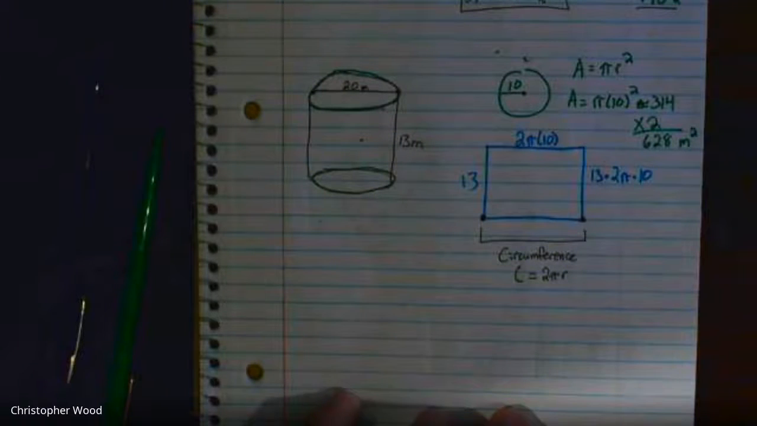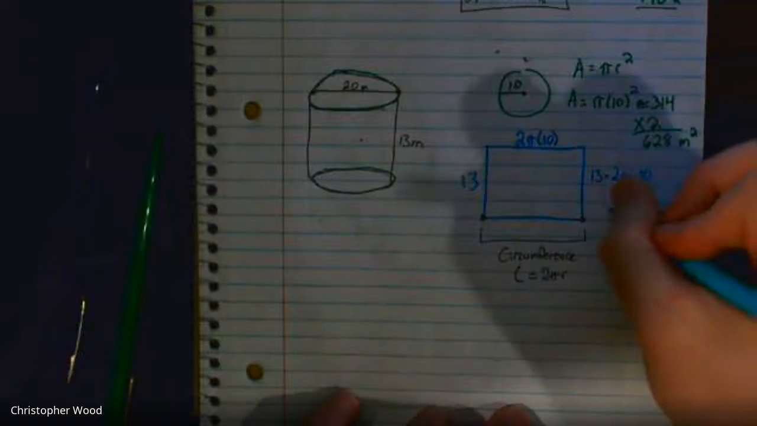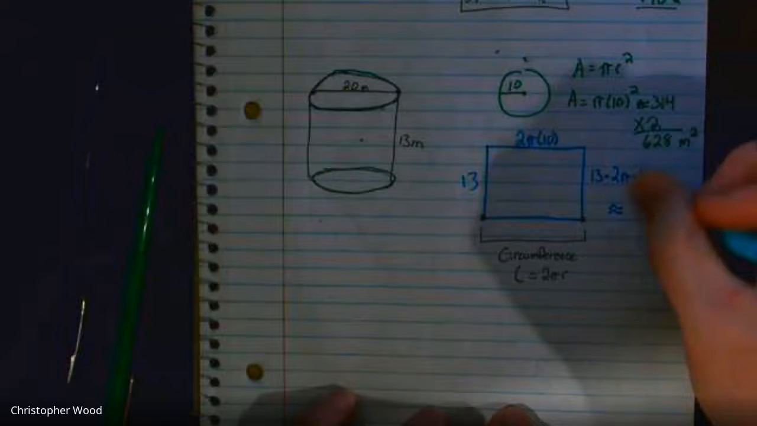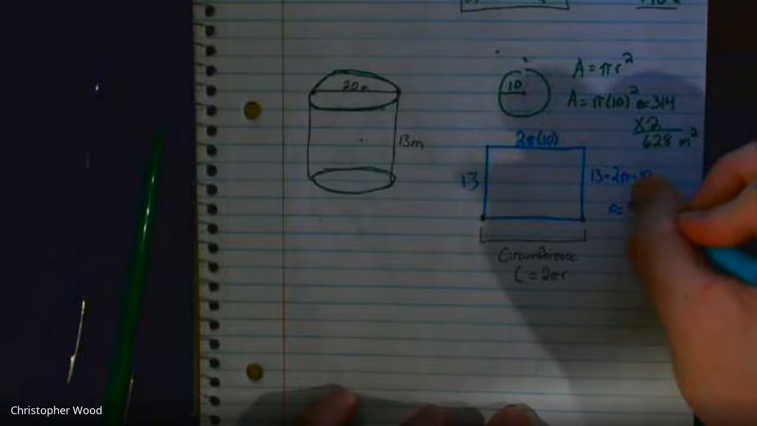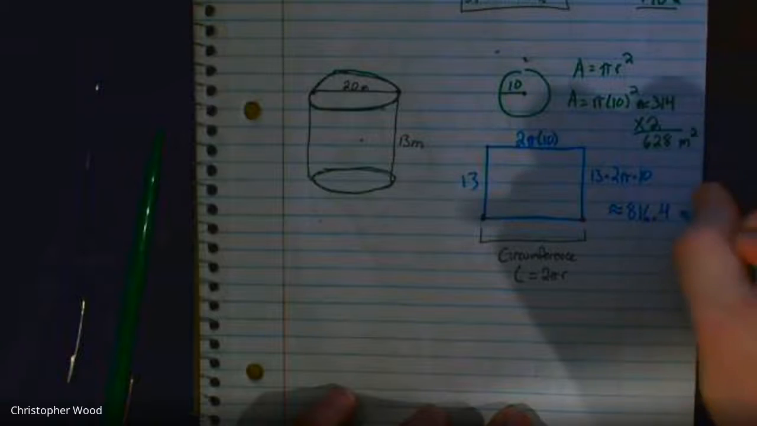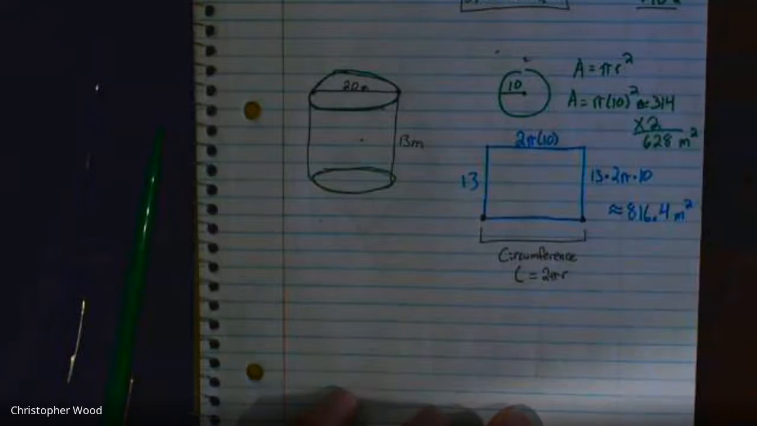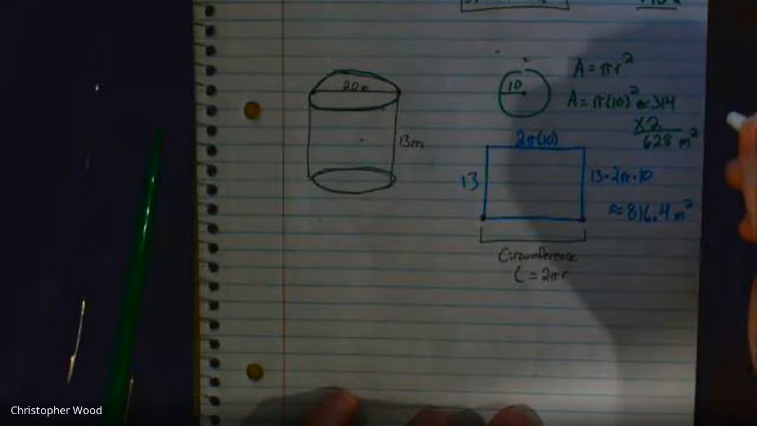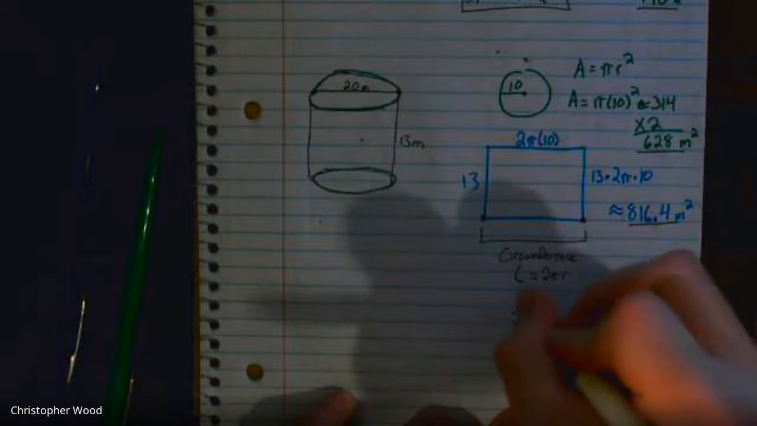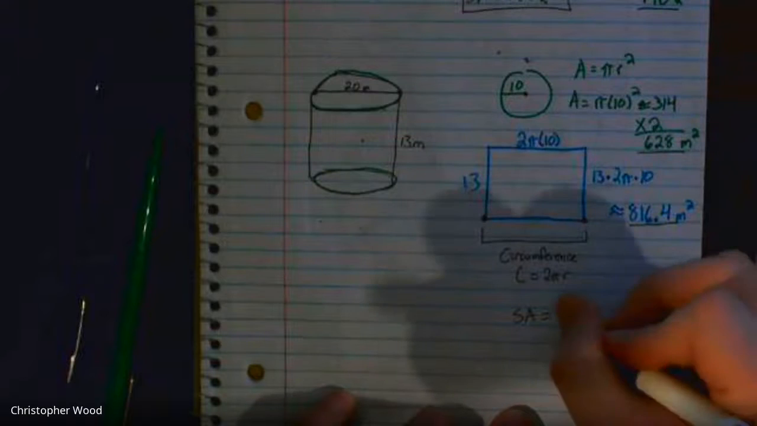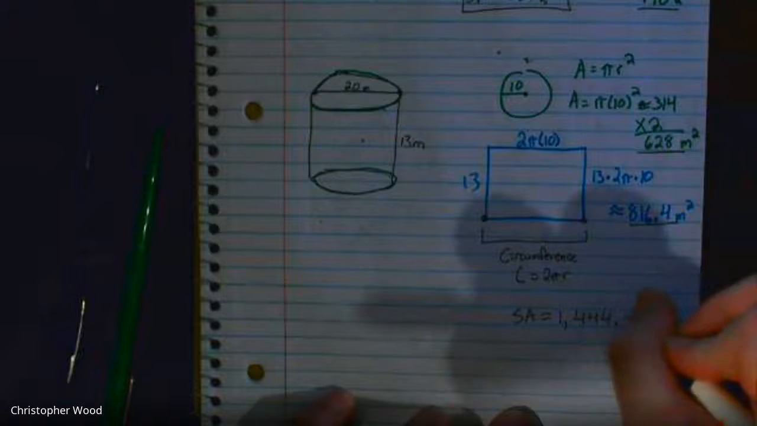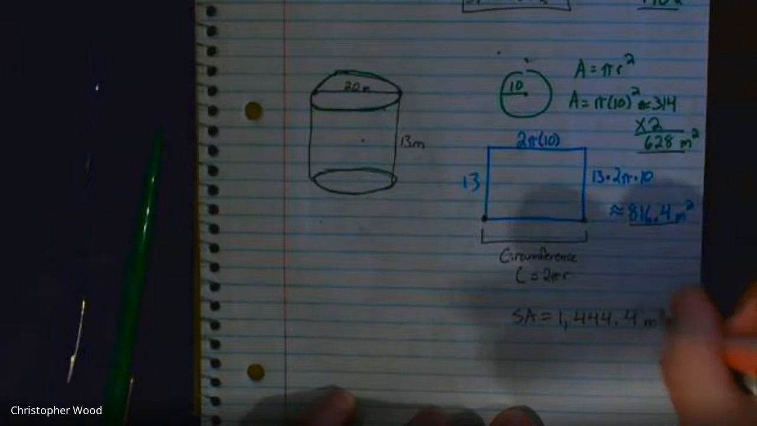So this area would be 13 times 2 pi times 10. You can plug this into a calculator and get an approximate answer. This area is about, and I'm using just 3.14 here in my phone calculator, it gives me about 816.4 meters squared. Lastly, take the two together. You get a surface area total of 1,444.4 meters squared.